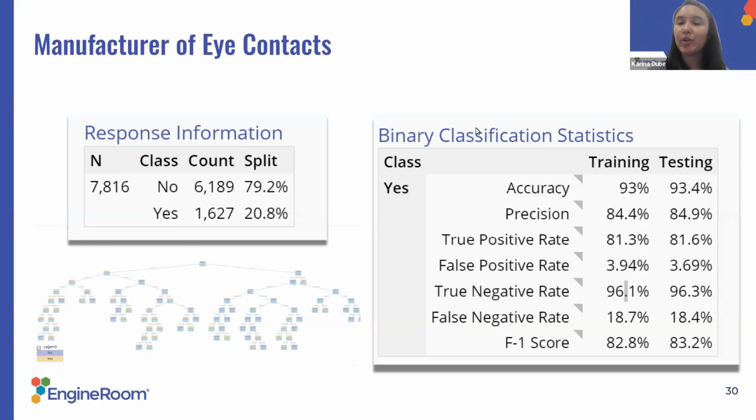On the right side here, we have some statistics that we can use to assess whether or not our model was effective or not. Similar to when you're running a regression, you have an R squared, and that can tell you how well your model is actually fitting to your data. This is your similar equivalent in a classification and regression tree. So we've got things like accuracy, precision, true positive rate, false positive rate, true negative rate, false negative rate, and the F1 score. You want these numbers to be high, especially for accuracy and precision.